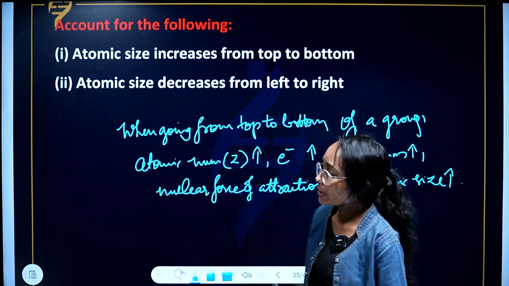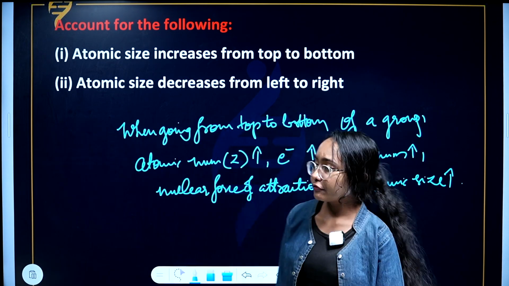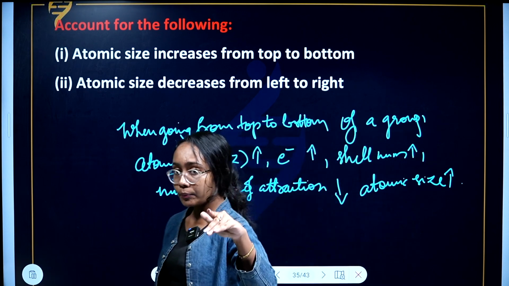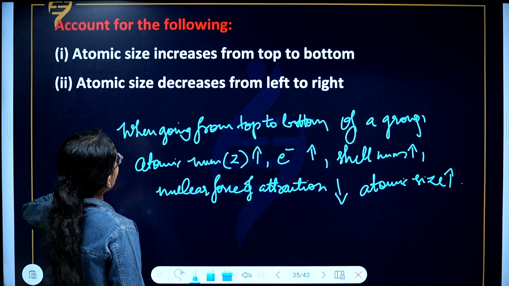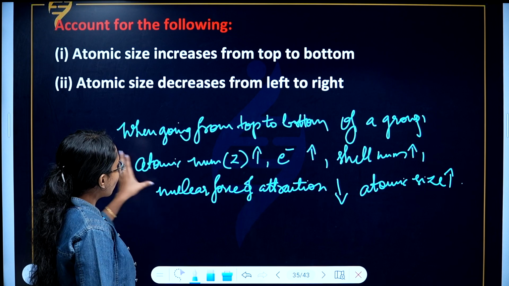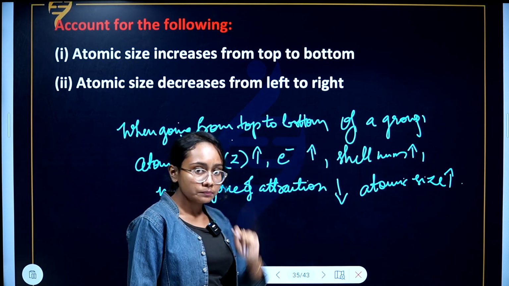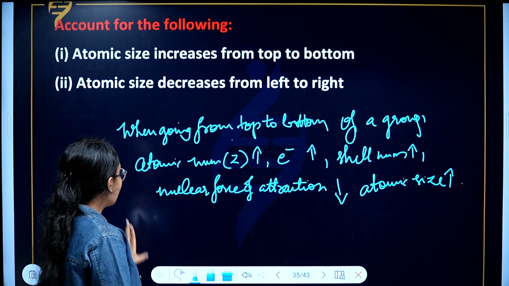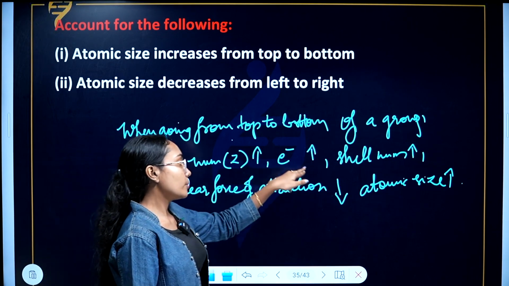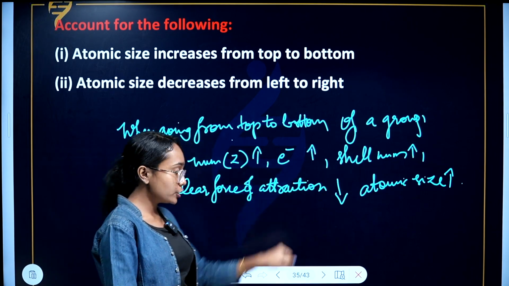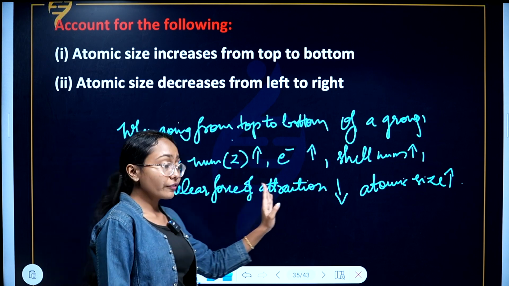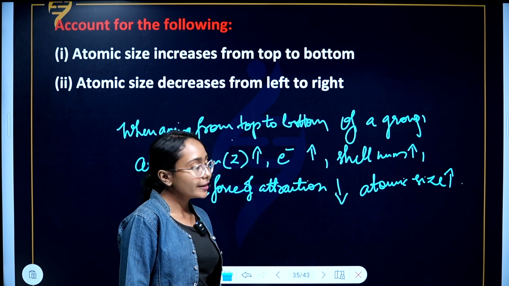What about the sub question B? Atomic size decreases from left to right along a period. Is it true? We should account for that particular statement. When going from left to right of a period, you can change the same answer. Atomic number increases, electron number increases, shell number has no change. Nuclear force of attraction increases, hence atomic size decreases.